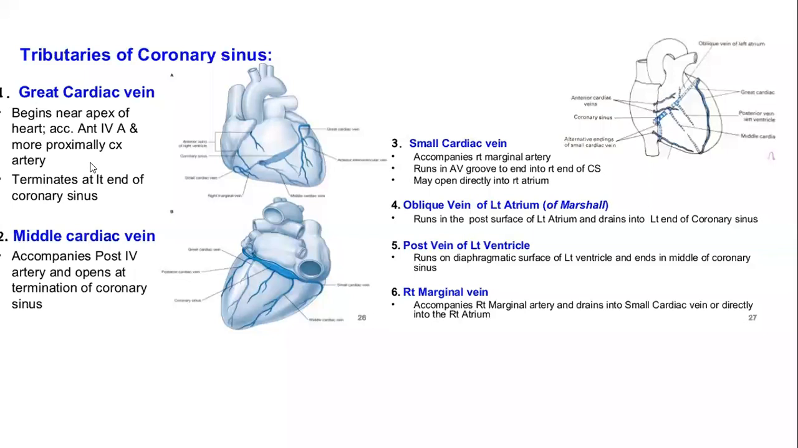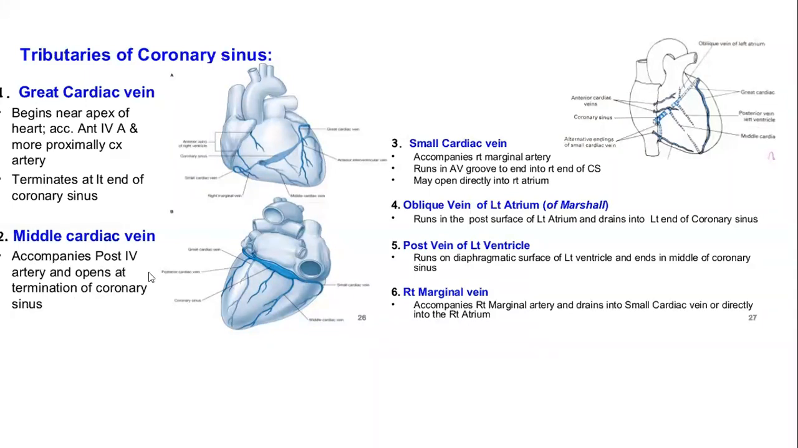It lies more proximally to the circumflex artery, which is a branch of the left coronary artery. Aur ye jo great cardiac vein hai, ये किस आर्टरी को एकम्पनी कर रही होती है? एंटीरियर इंटरवेंट्रिकुलर आर्टरी को. ये एमसीक्यू है. मिडिल कार्डिक वेन, इट एकम्पनीज पोस्टीरियर इंटरवेंट्रिकुलर आर्टरी. दिस इज अगेन एन एमसीक्यू एंड ओपन्स एट द टर्मिनेशन ऑफ द कोरोनरी साइनस.